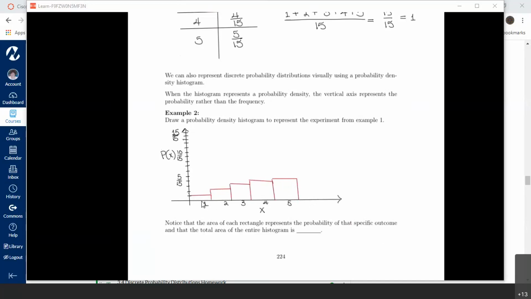Okay, so once you add up the areas of all the bars, you're going to get a probability of 1. Again, 1 wide by 1/15, 1 wide by 2/15, right? The area of the distribution has to sum up to 1. So again, it's important to realize with all of these probability distributions, area is equal to total probability.